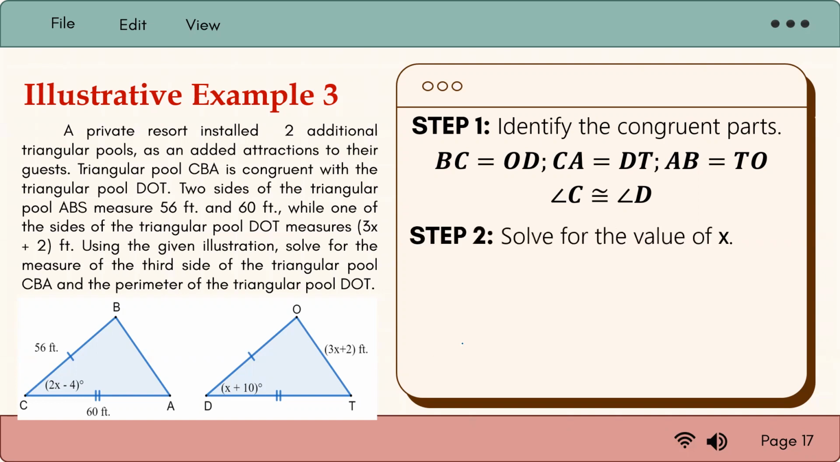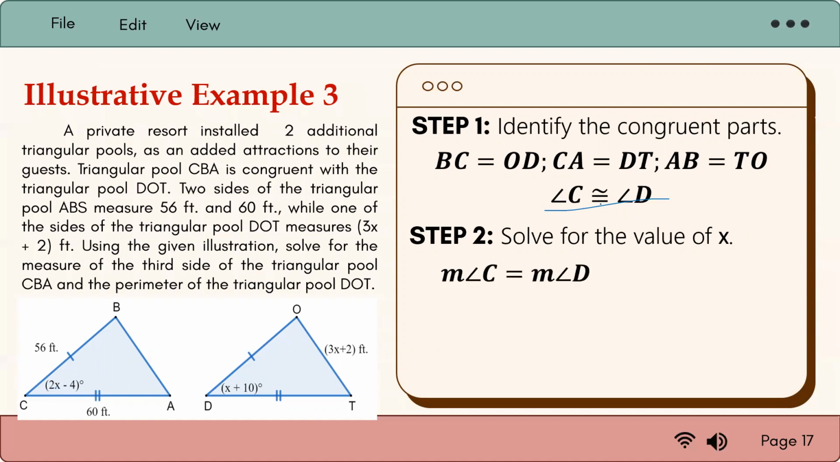And then we solve for x. There are two items that are being asked here: the third side of the triangular pool CBA and the perimeter of the triangular pool DOT. So we solve for x by using these two angles here.